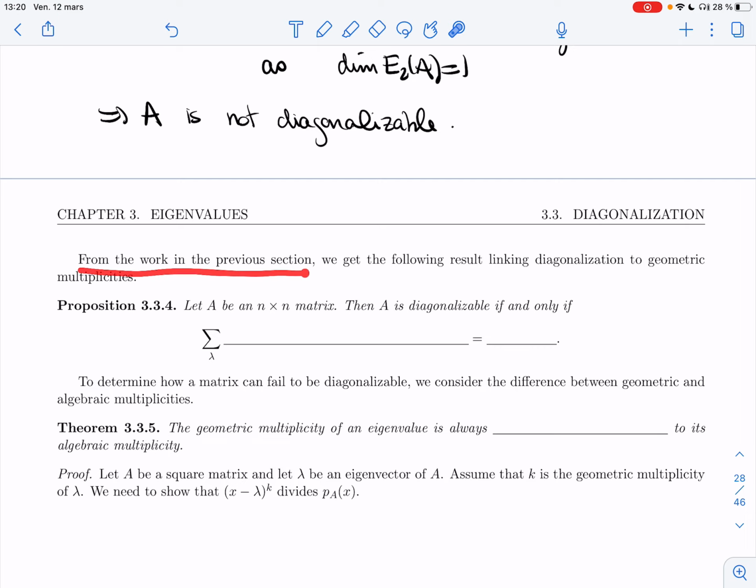So from the work in the previous section, we get the following result linking diagonalization to geometric multiplicity. Let A be an n by n matrix. Then A is diagonalizable. We know that's the same thing as having a basis of eigenvectors, and so you need the sum of the dimensions of E_lambda of A, the geometric multiplicities, to be equal to n.